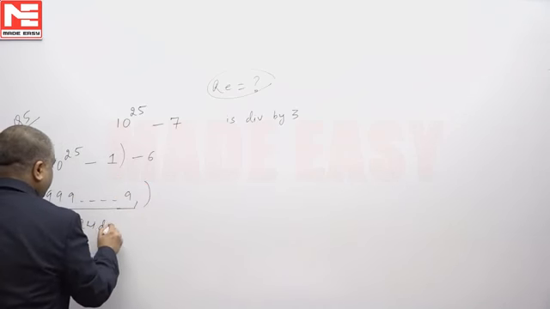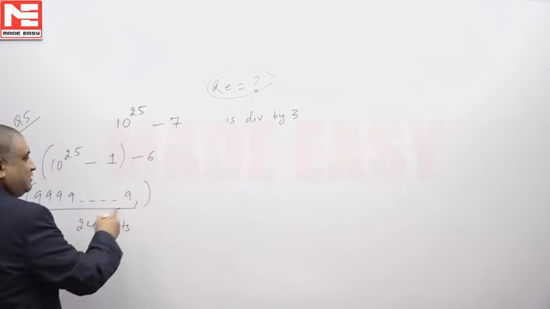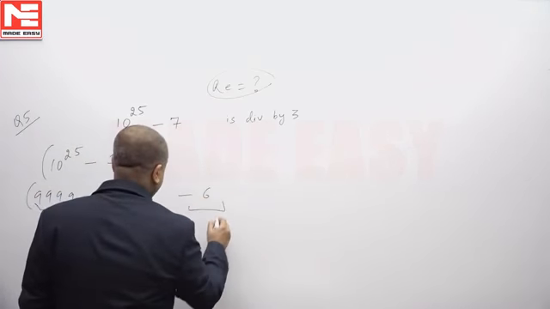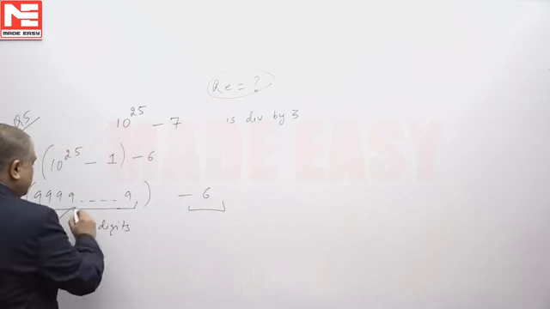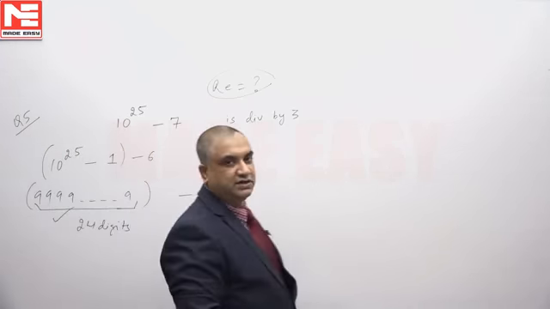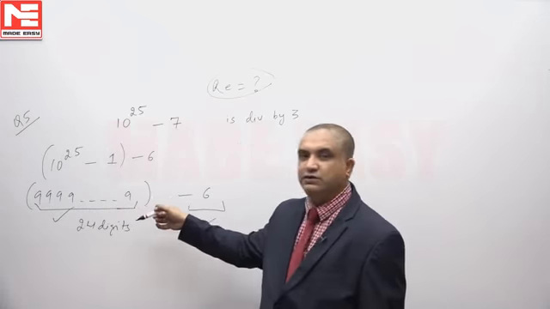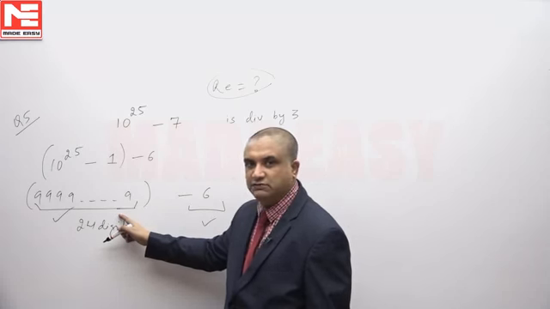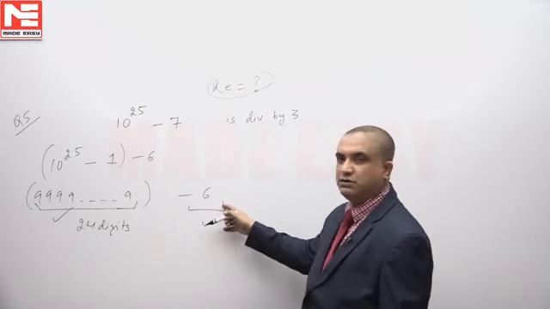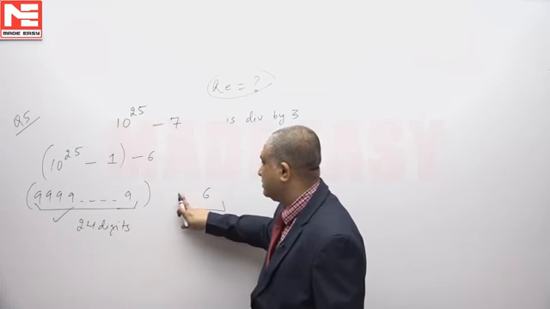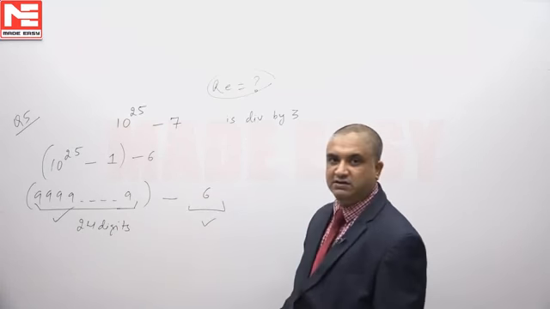So 999 with 24 digits is surely going to be divisible by 3, right? And we are left with minus 6, which is also divisible by 3. This number is a multiple of 3, and this number is further divisible by 3. Both the numbers are divisible by 3, so their subtraction should always be divisible by 3.